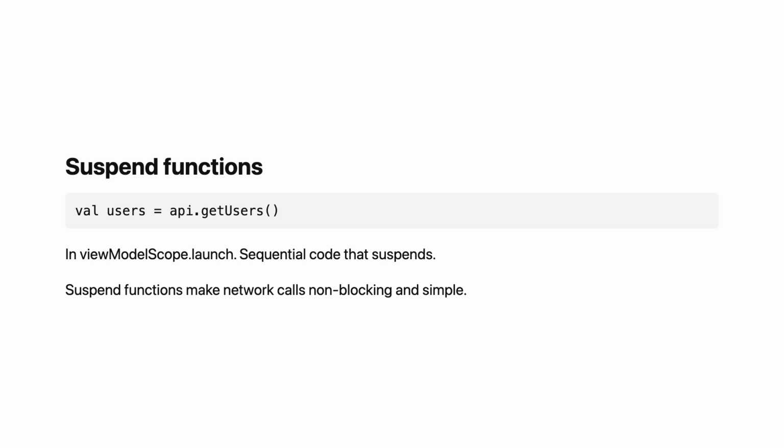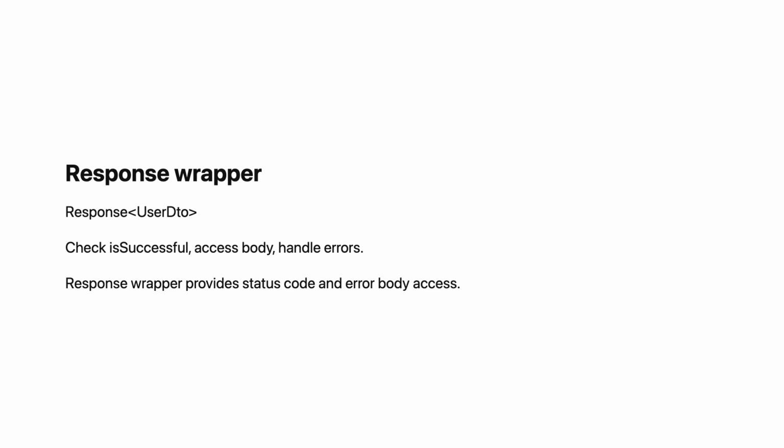Retrofit can return a Response wrapper: suspend fun getUser(id): Response<User>. Check if it is successful: if (response.isSuccessful) { response.body() }. Access the status code with response.code(). Access the error body. For simple cases, return the type directly. Retrofit throws on non-2xx responses. For complex error handling, return Response and check manually.